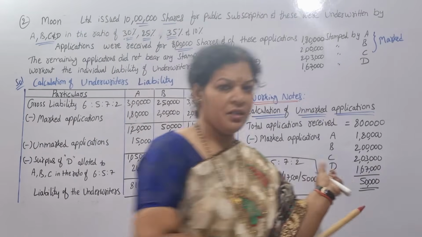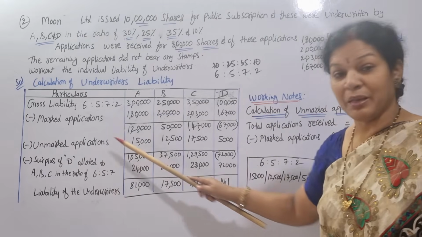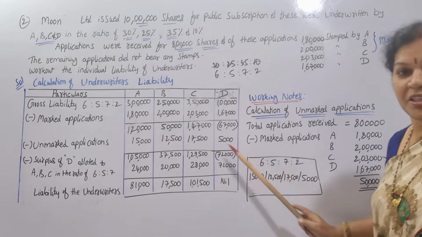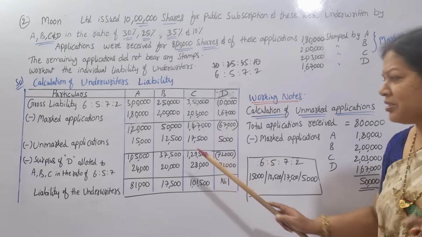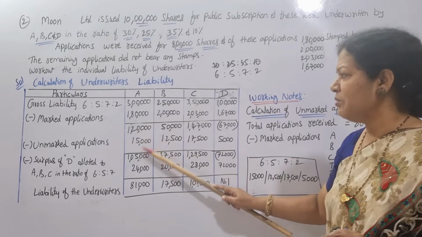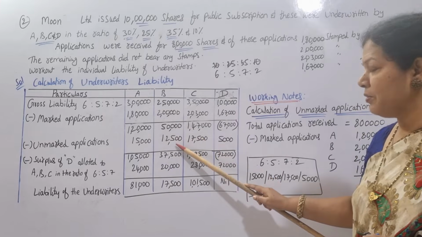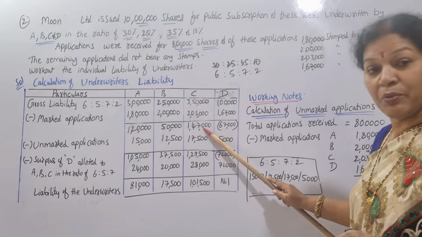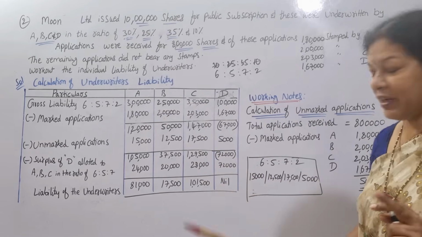Now after dividing this amount, you are deducting minus unmarked applications, what we have calculated. You are deducting these values. So 1,20,000 minus 15,000 is 1,05,000, and 50,000 minus 12,500 is 37,500, and 1,47,000 minus 17,500 is 1,29,500.